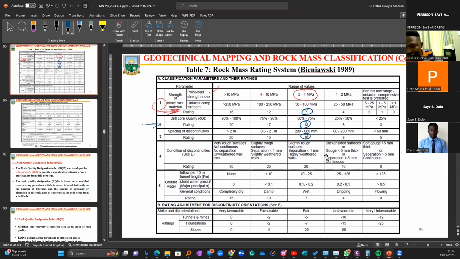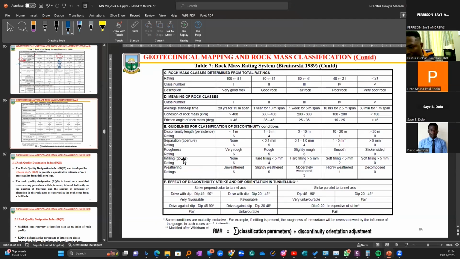Then the next one is the condition of the discontinuities. What are the conditions of the discontinuities? And it says we should look for table E. So table E, here they are. To check the conditions there, we will look for one, discontinuity length. What are the lengths of the discontinuities? If the length of the discontinuities is less than 1 meter or greater than 20 meters, then it's not good how they persist.